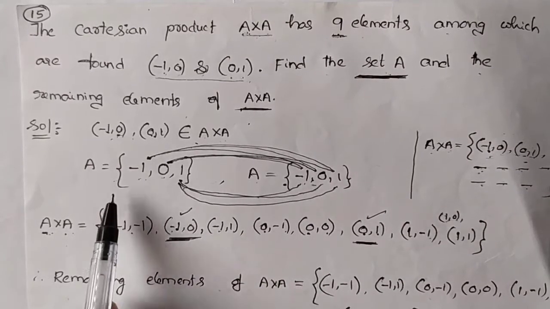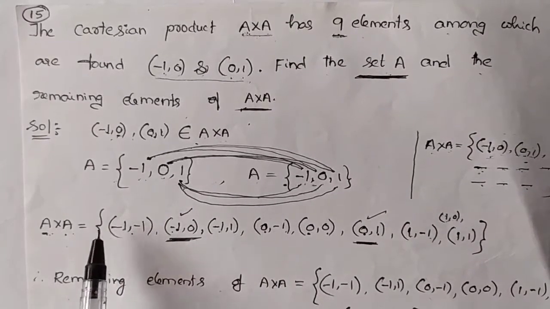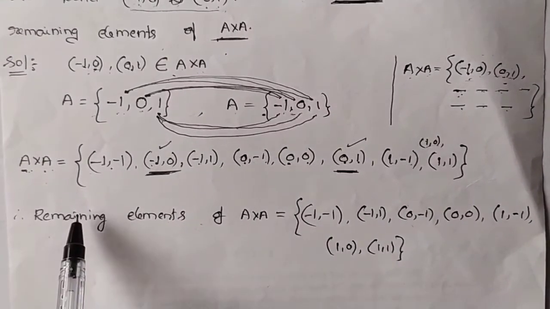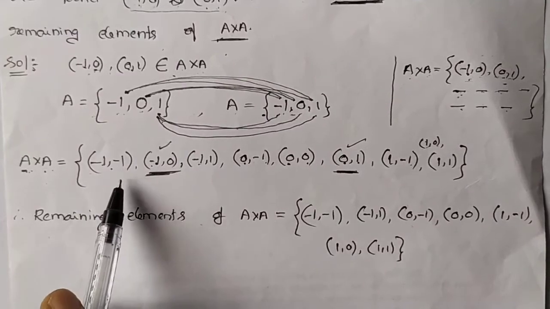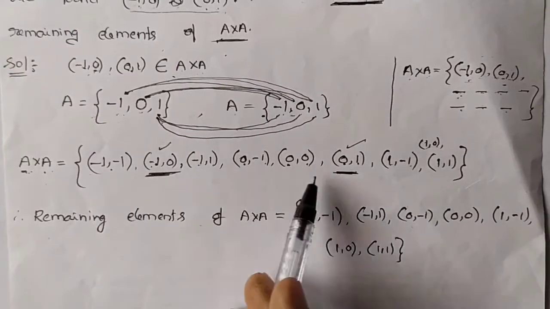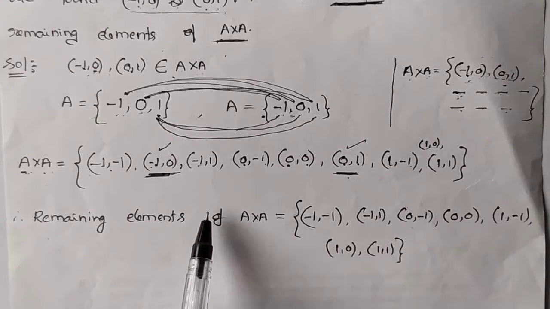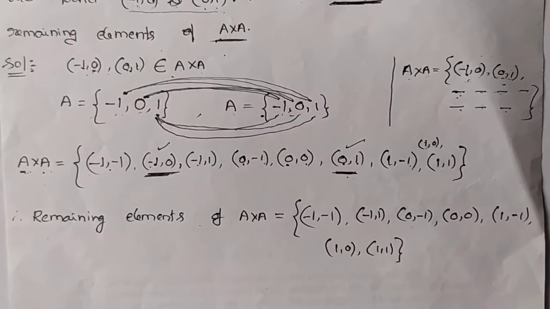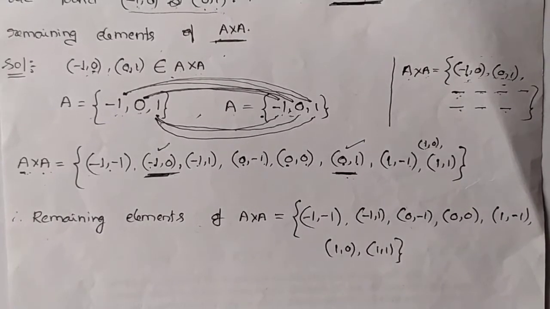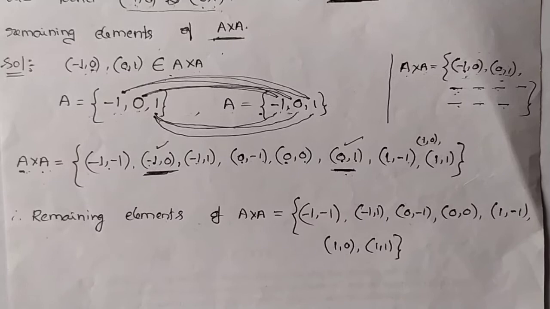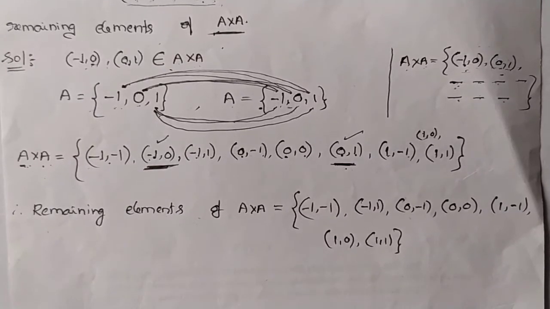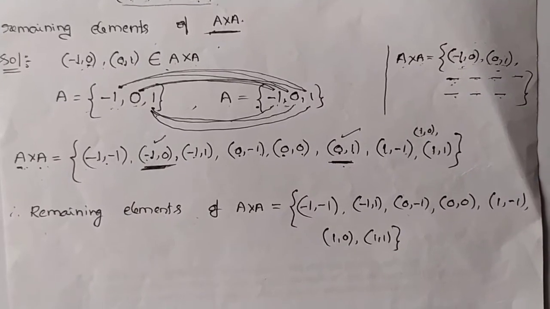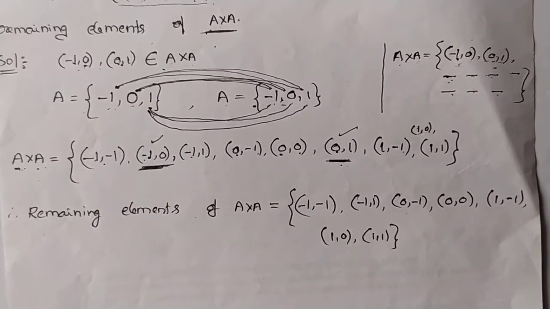The concept of writing the Cartesian product of two sets, we have already solved so many questions based on finding the Cartesian product of two sets. Okay, it is A cross A. Except these two elements, list out the remaining elements of A cross A. These are the remaining elements of A cross A. It is the Cartesian product of two sets. I hope you understand the concept of Cartesian product of two sets and also some conditions.